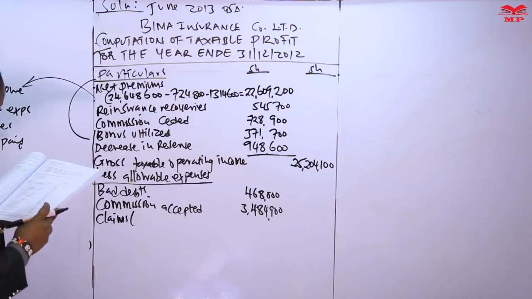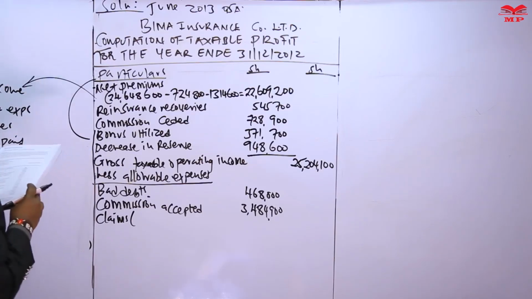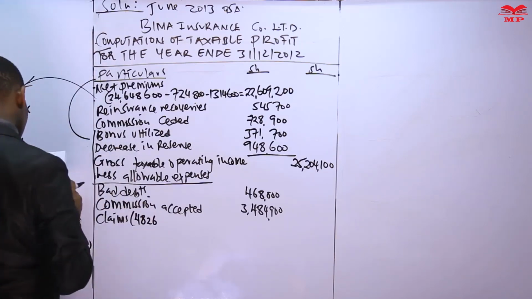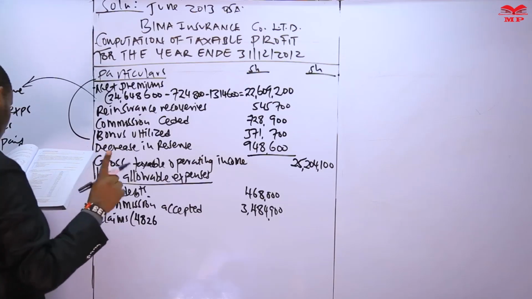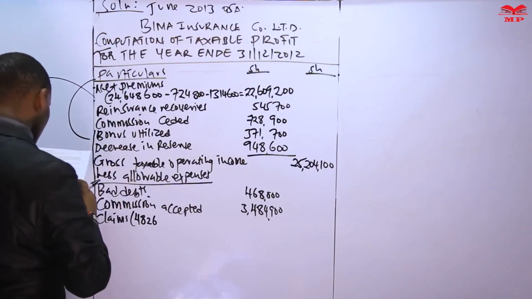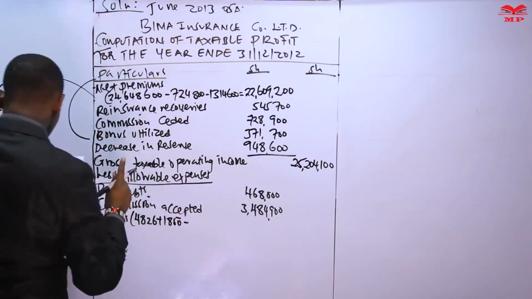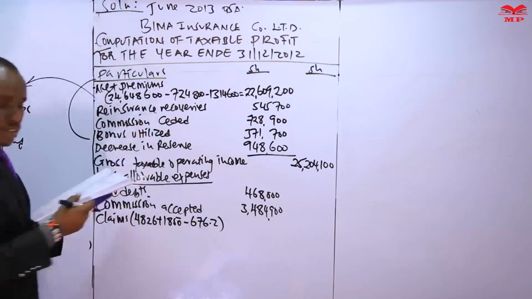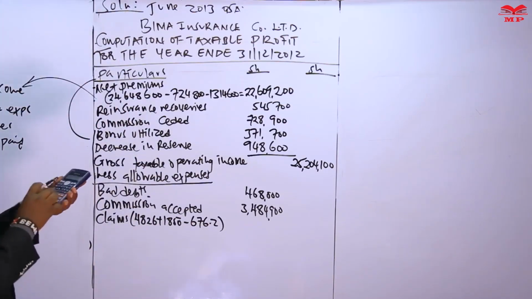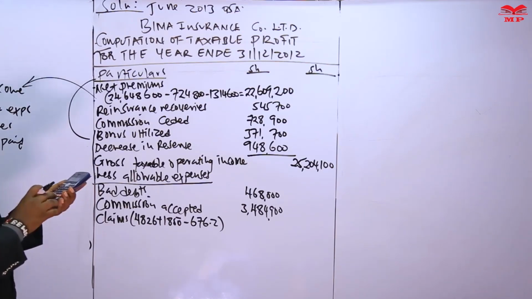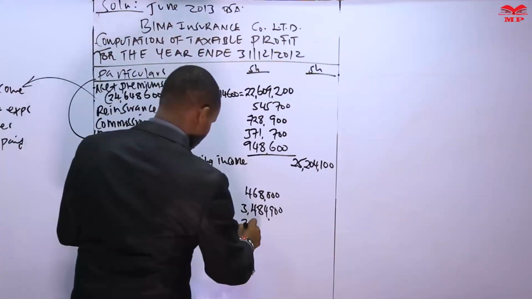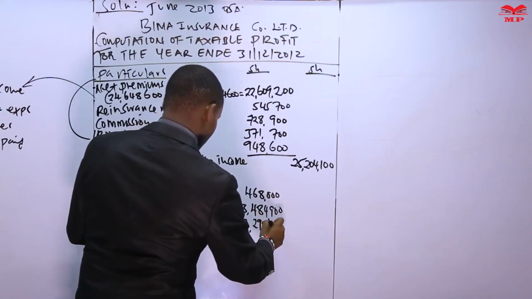Then from there we have claims, and for the claims we have an adjustment. The claims paid is 48,26,000. Then we have claims outstanding as at the end, so that one we add, 1850. Then we less claims outstanding as at start, which is 676.2. So the net claims for the year will be 48,26,000 minus 1850,000 minus 676,200. So we have 299,800.